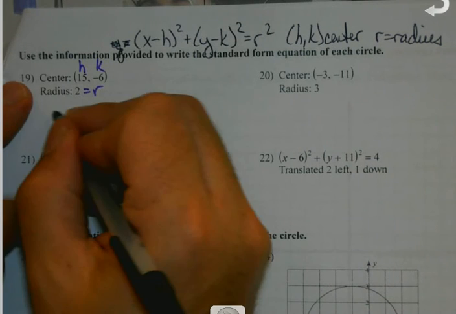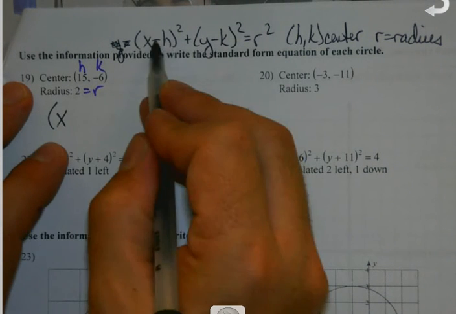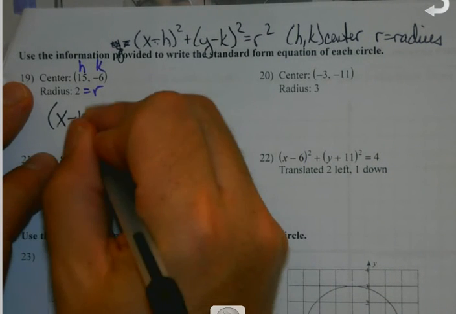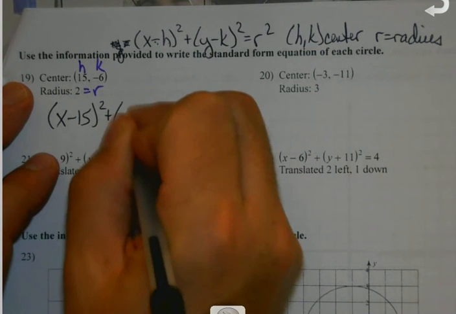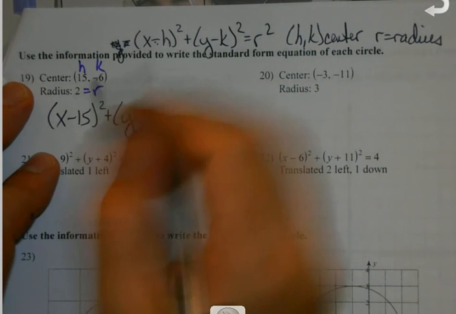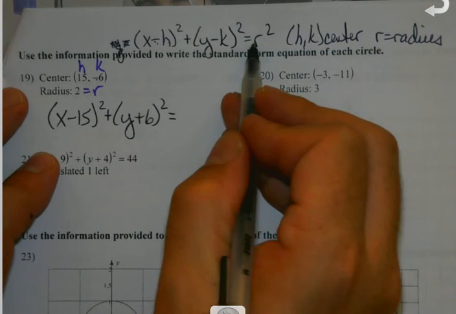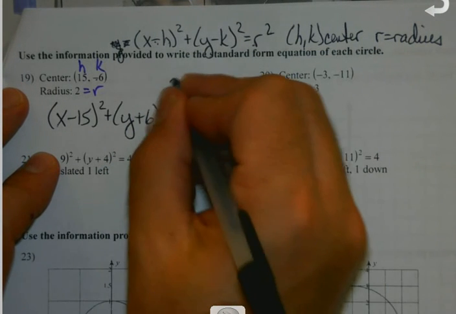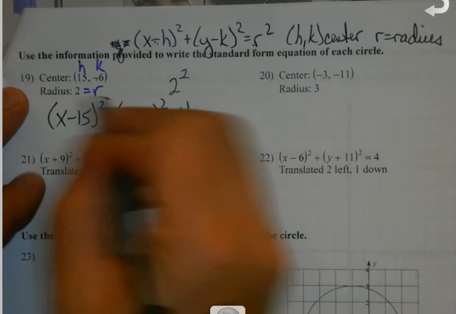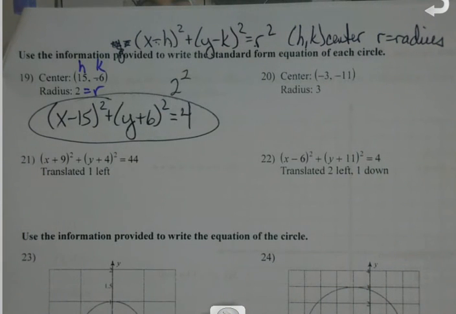So all I have to do: x opposite of h, so minus 15, plus y opposite of negative 6, is plus 6, equals, now be careful here, it's radius squared. It's 2 squared, which is 4. That's all I have to do. Nothing else to solve, nothing fancy. So, that's all I'm doing on those.